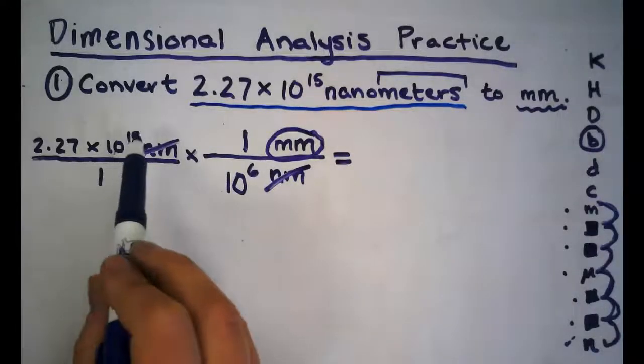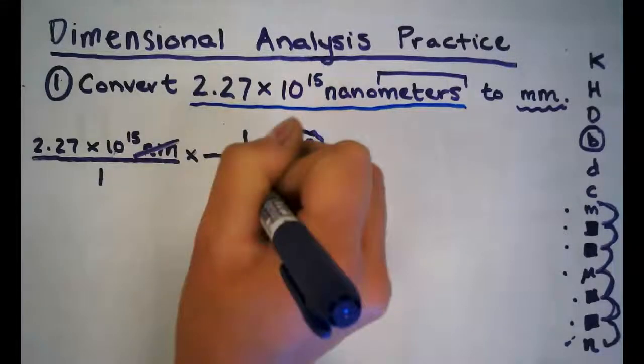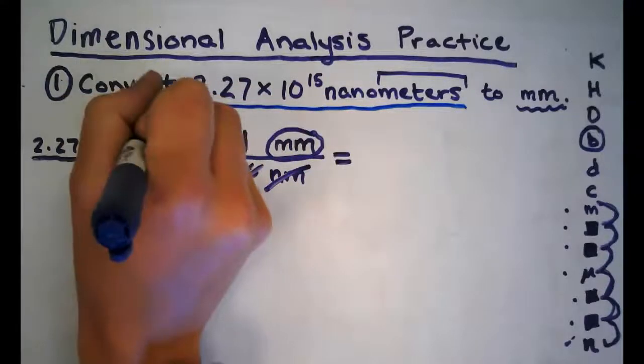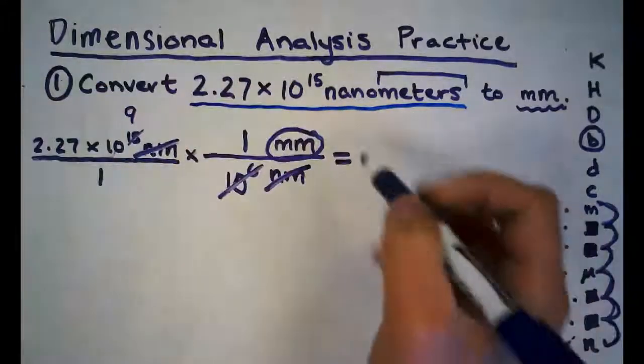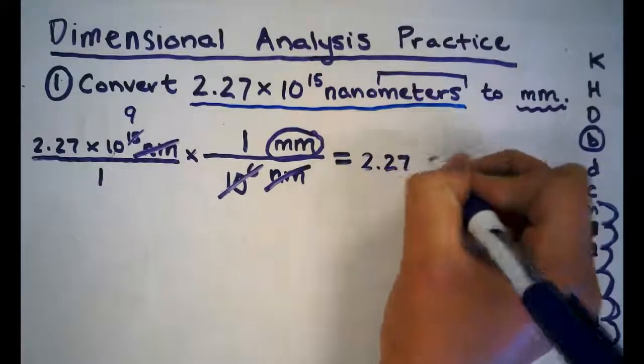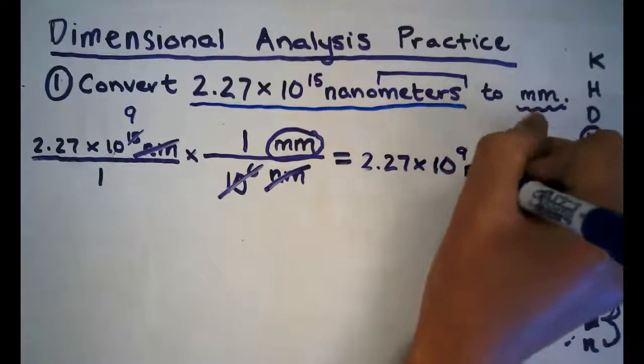I'm going to use my exponent powers here and cancel this 10 to the 6th. 15 minus 6 is 9. So I know this is going to be 10 to the 9th up here now. So I know my answer is going to be 2.27 times 10 raised to the 9th millimeters.